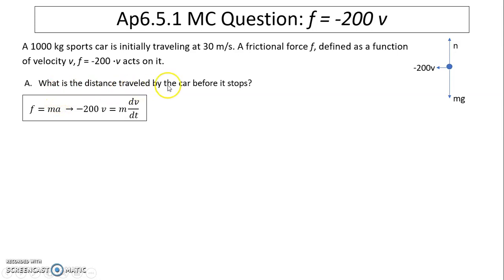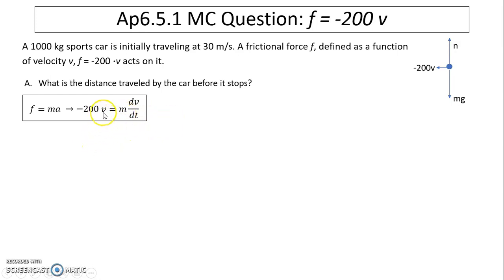To find the distance traveled by the car, we have to introduce x into this equation. So from here, we know friction is the net force. So negative 200 V is m times a, where a is dv over dt. But in this equation, there is no x. So we have to introduce x into this equation.